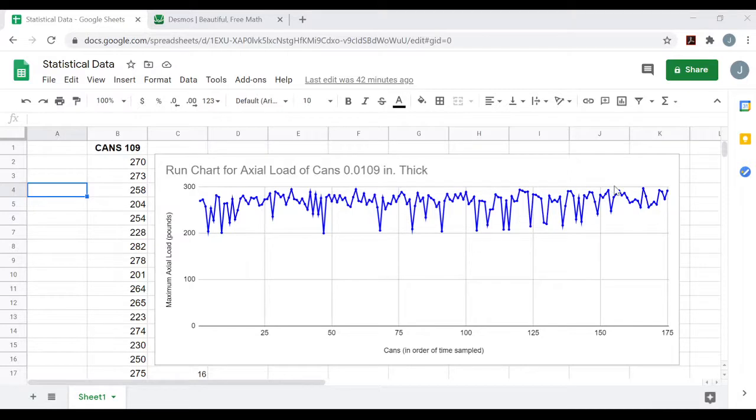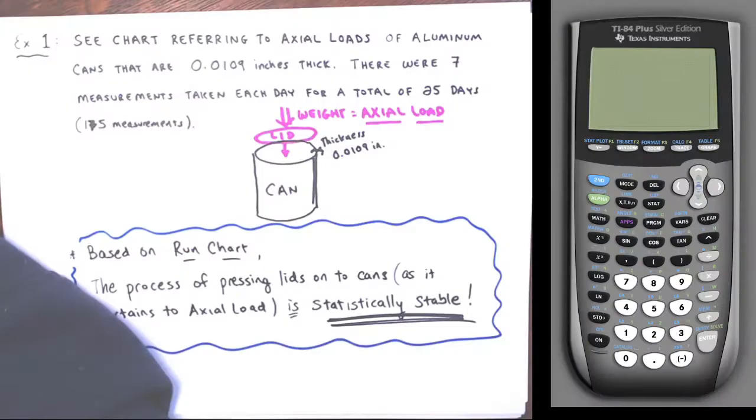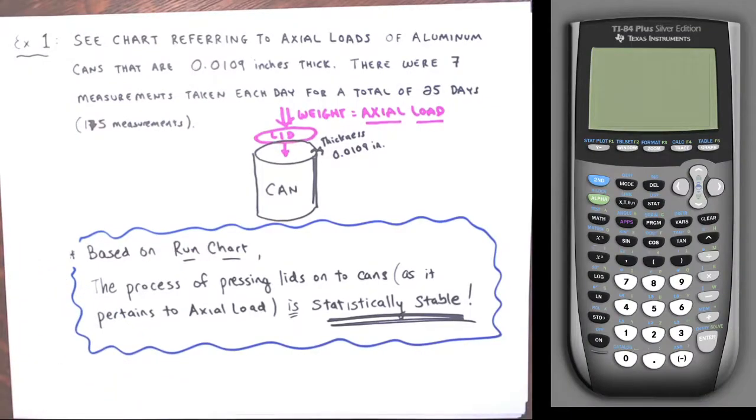There was no major upward shift. There was no major downward shift. There weren't exceptional values, either super high or super low compared to the rest of them. And again, to me anyway, if you see something, hey, maybe you can argue it, but I'm not seeing any very obvious pattern in this data. So I would say the process of pressing lids onto these cans, as it pertains to these axial load measurements, is stable, is in control.